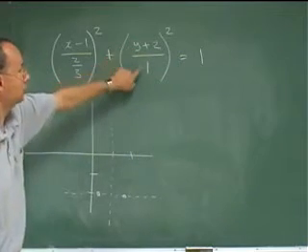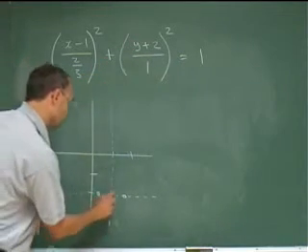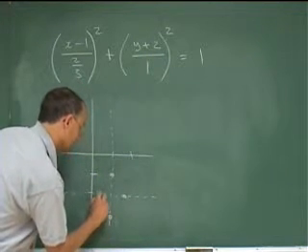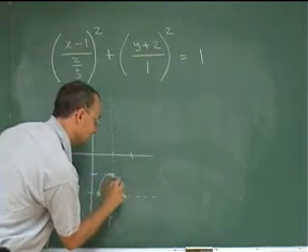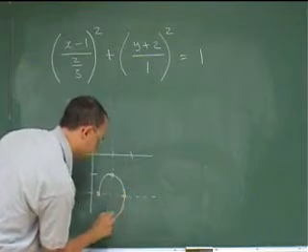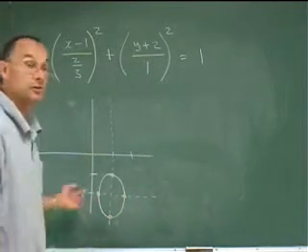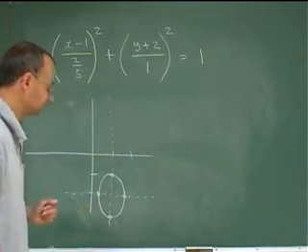And on the y-axis, I want to go up 1 and down 1. So up 1 and down 1. And there's my little ellipse. Little but elliptical. Very poetic.